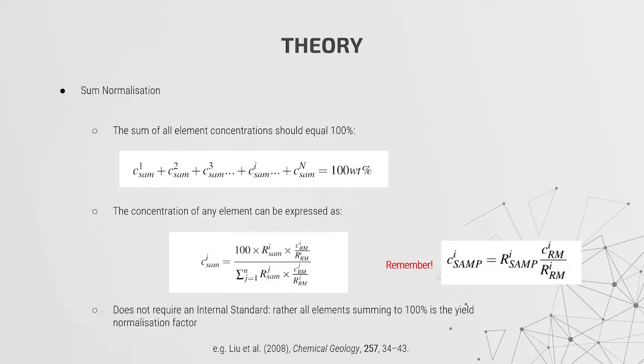The great thing about this is it doesn't require an internal standard. We don't need to know the concentration of any particular element to use as an internal standard. We don't have to have an element that's unchanging in our samples. Rather, we're using this property here that all the elements summed together should come to 100 weight percent as the yield normalization factor.